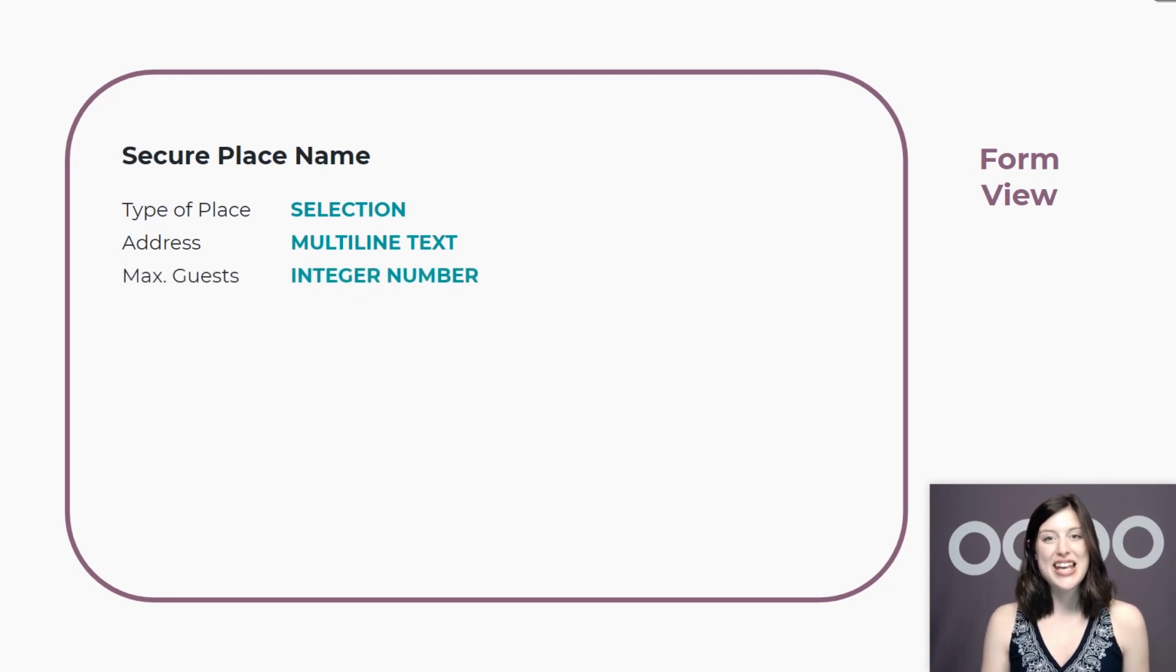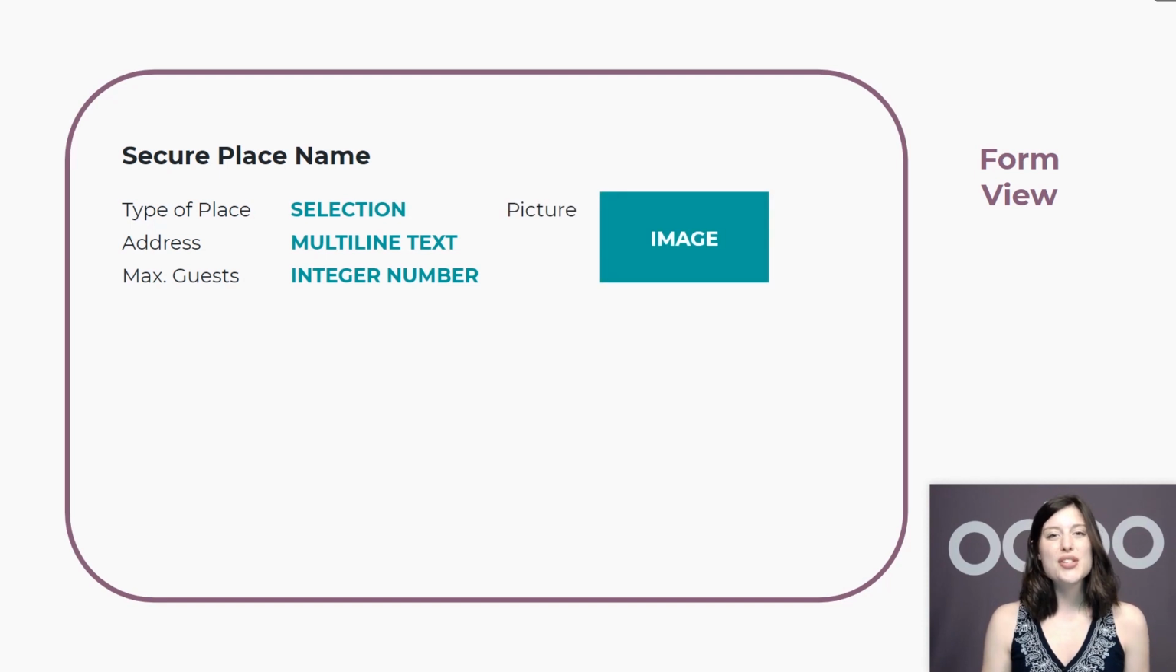Maximum guests will be an integer number field so that I can easily research the places that have enough space for our customers' requirements. Integer number fields allow us to encode entire numbers. It would be strange to count half of a guest, right? Of course, I will also add a picture of the place. An image field will store the file as a binary value and display it as an image.